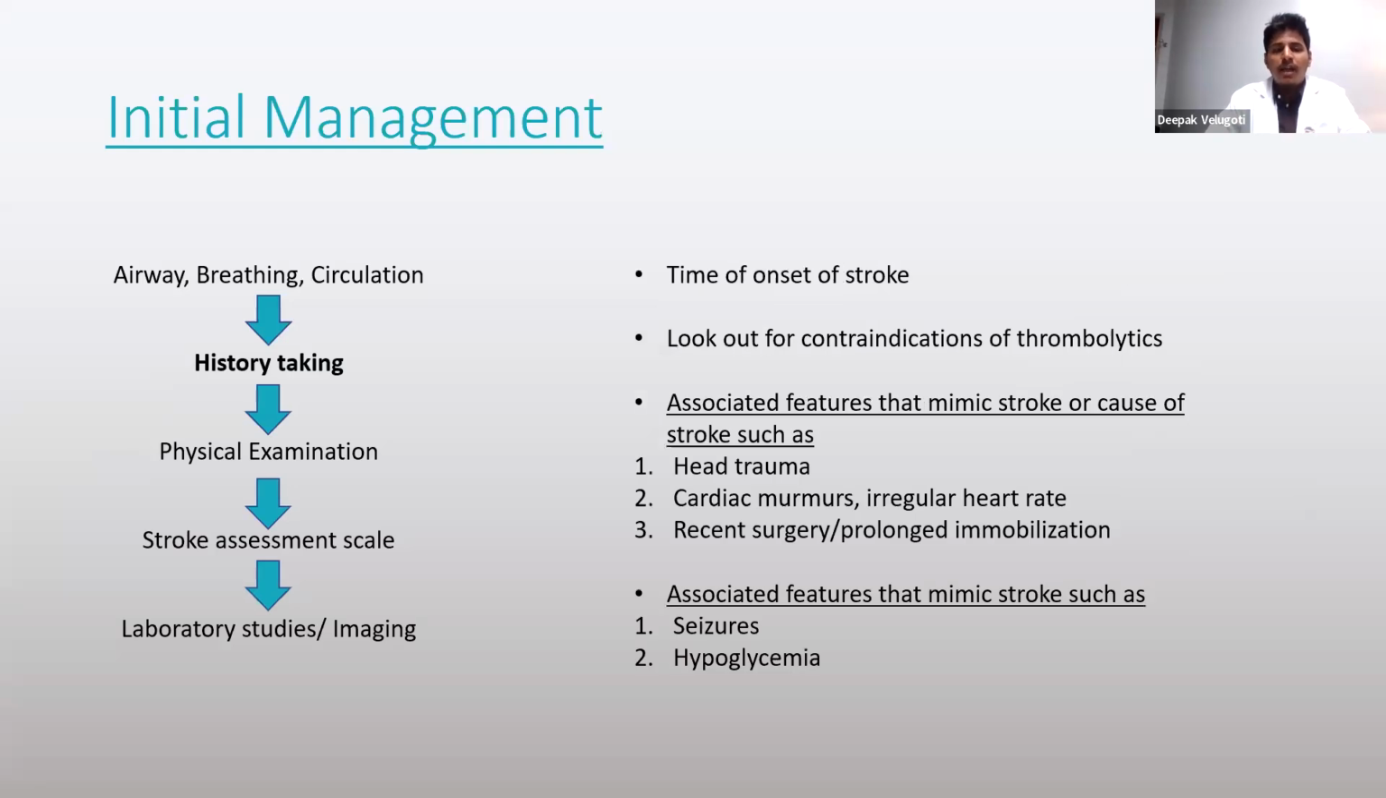Simultaneously, we'll take the history, and one of the important factors in the history is the time of onset of the stroke, where we can assess the patient for eligibility for giving thrombolytics or not. And a few features in the history can identify the cause of stroke, such as head trauma, cardiac murmurs, irregular heart rate that can give emboli, and recent surgery or prolonged immobilization. And with the history, we can rule out some disorders that can mimic stroke, such as seizures and hypoglycemia.